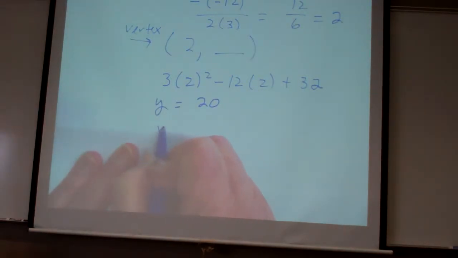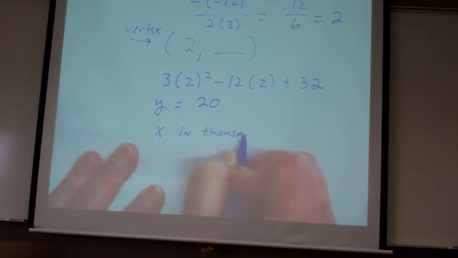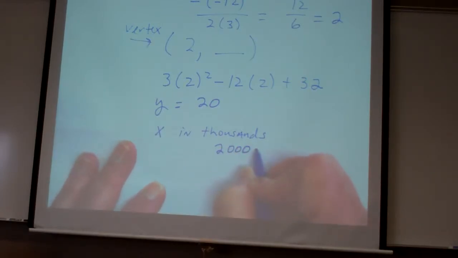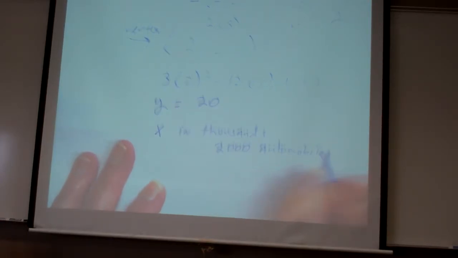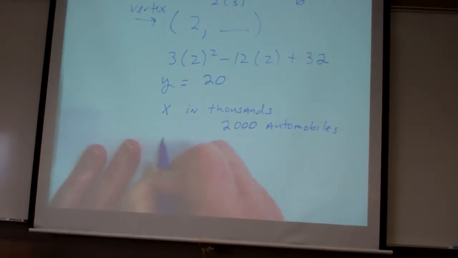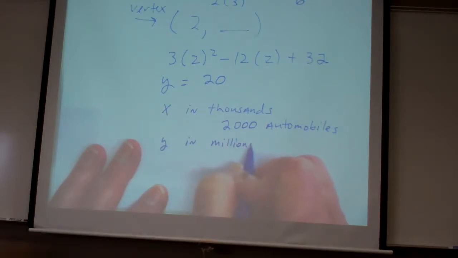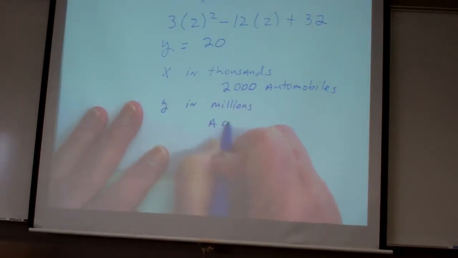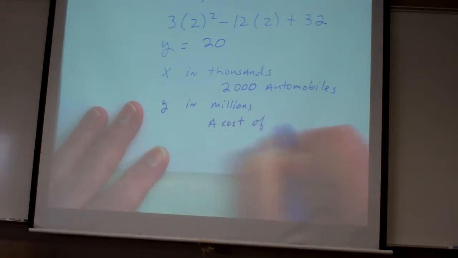Recall that our x was in thousands, so we have 2,000 automobiles. And our y value is in millions, a cost of $20 million.